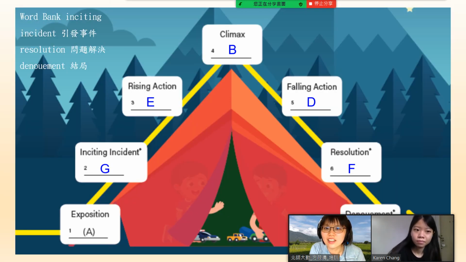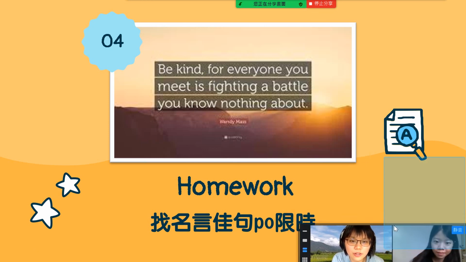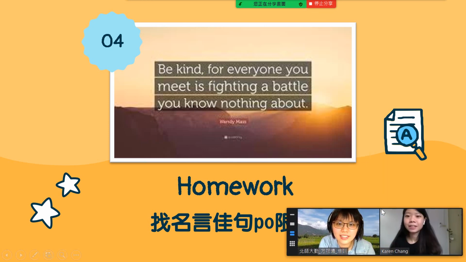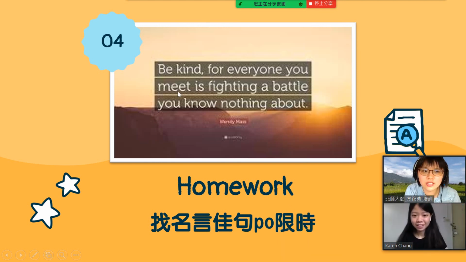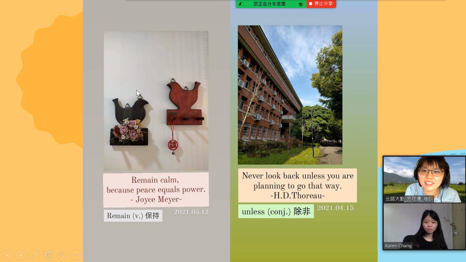Okay, so here is the answer for our story mountain. You can take a look at it. As for our homework, you need to find a quote that is related to kind. You can check online using the keyword 'kind quote'. For example, here is one: be kind. Everyone you meet is fighting a battle you know nothing about. Then share it on your Instagram.